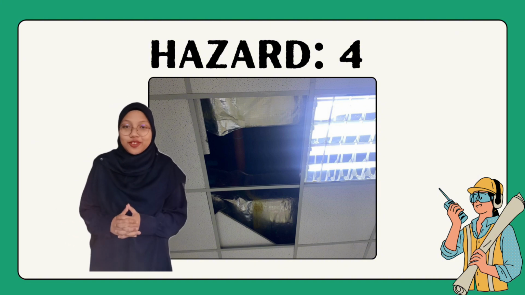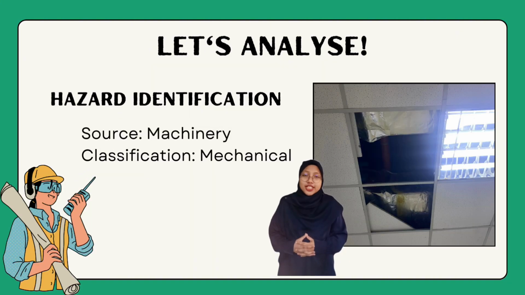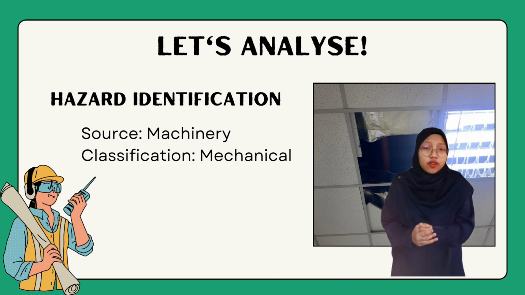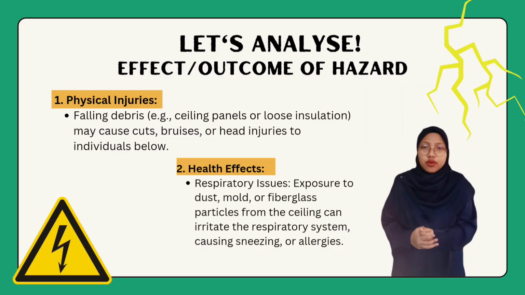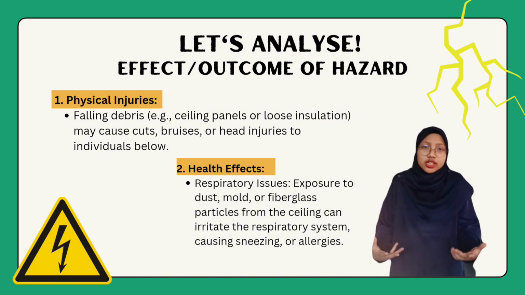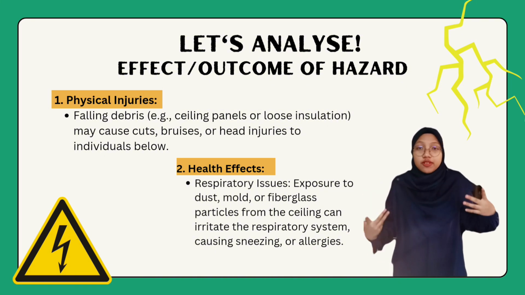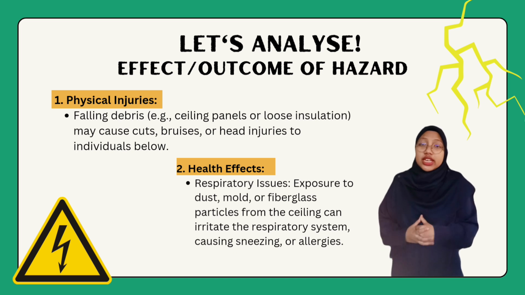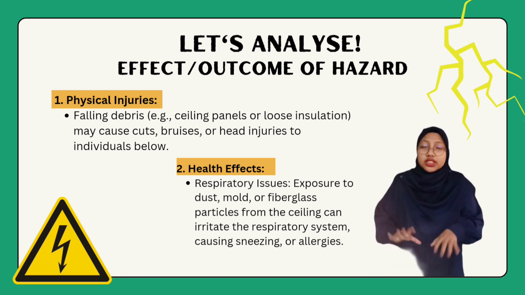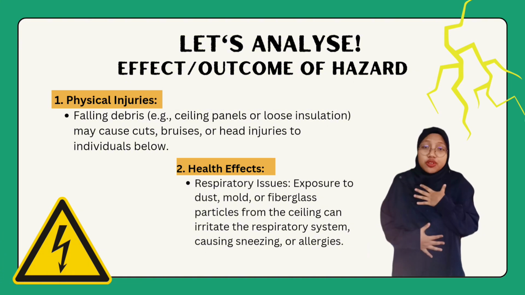This is hazard number 4. For this hazard, identification source is machinery, classification is mechanical. Effect of this hazard is physical injuries: falling debris like a ceiling panel or loose insulation may cause cut or head injuries to individuals below. It also can have a respiratory effect: exposure to dust, mold or fiberglass particle from the ceiling can irritate the respiratory system, causing sneezing or allergies.